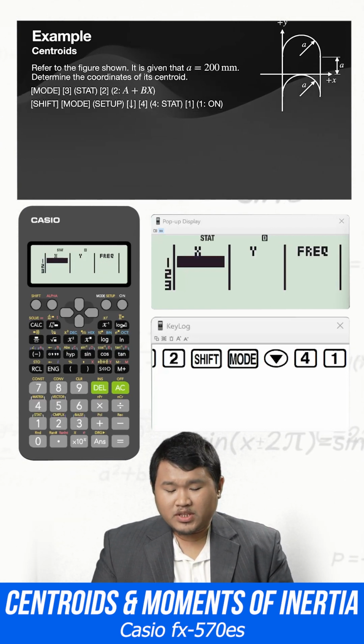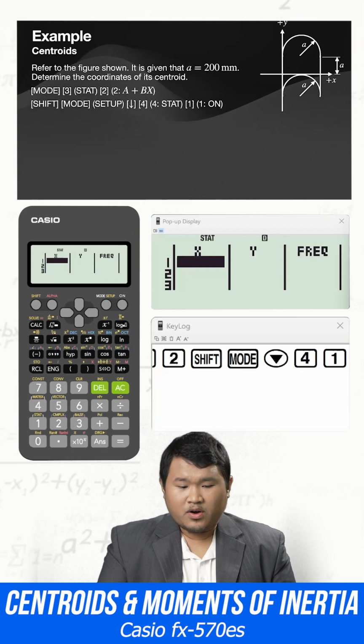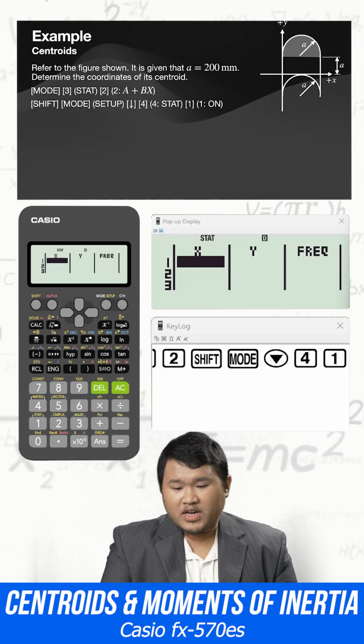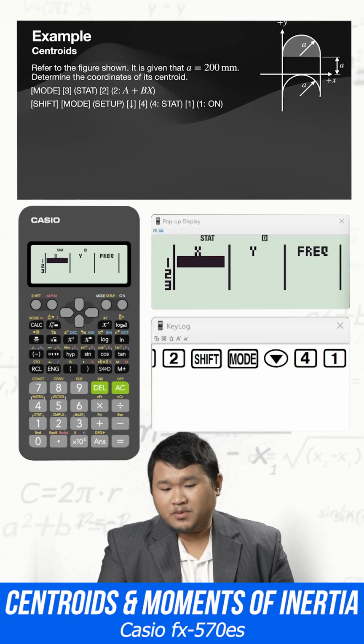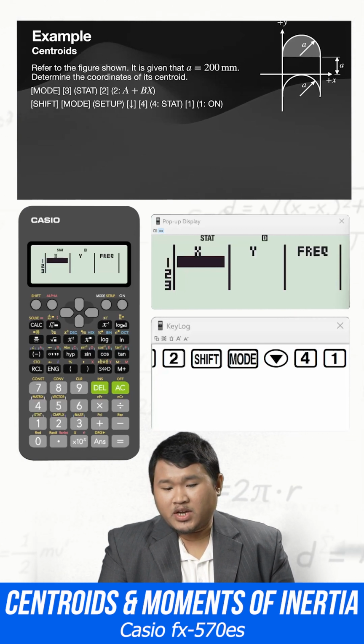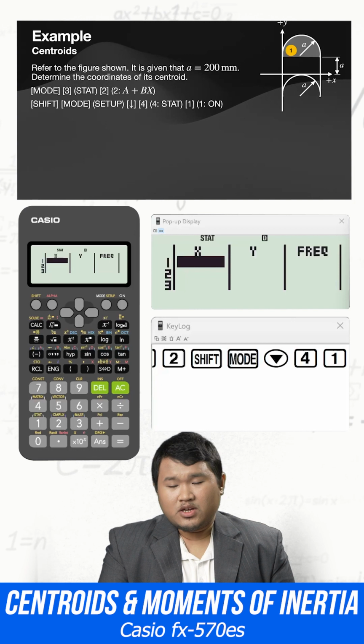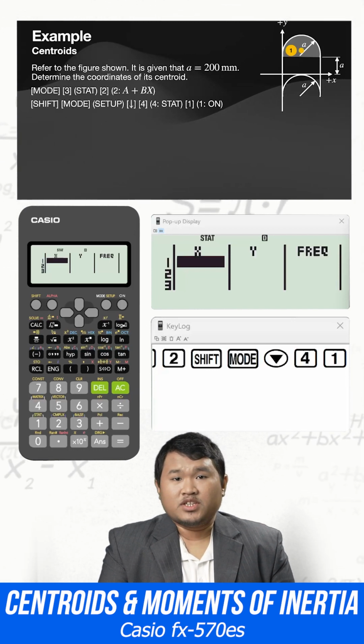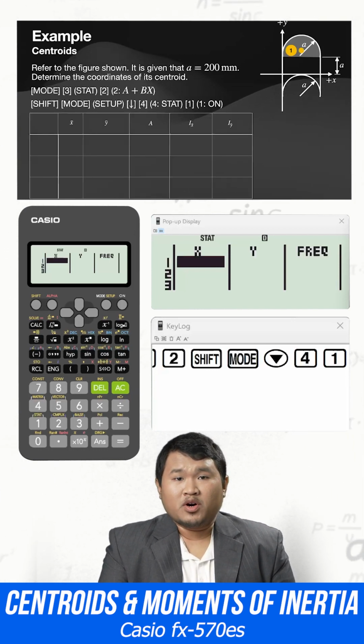Next, we will input the values as follows. First, we will divide the shape into 3 simpler shapes. In this case, we have a semicircle. We will label that as shape 1. The centroid is here. Here is the table.